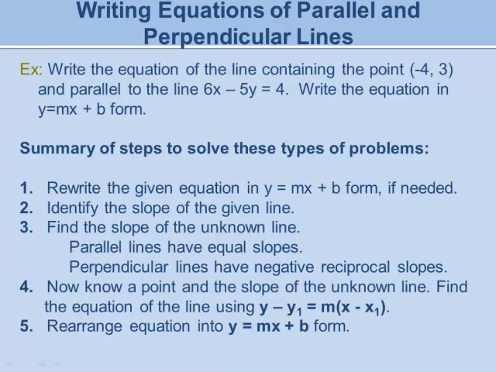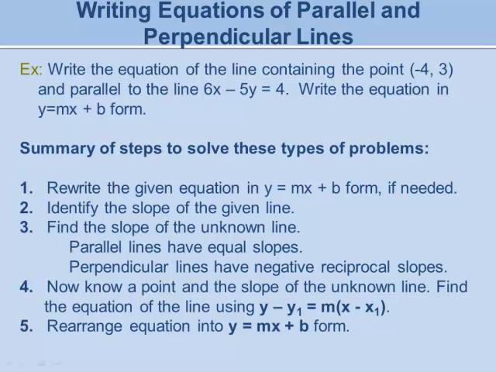So here's the problem. We want to write the equation of the line containing the point -4, 3, and parallel to the line 6x minus 5y equals 4. Write the equation in y equals mx plus b form. So here's a summary of the steps we're going to use, and then again, we'll do several examples of applying this to parallel and perpendicular line problems.